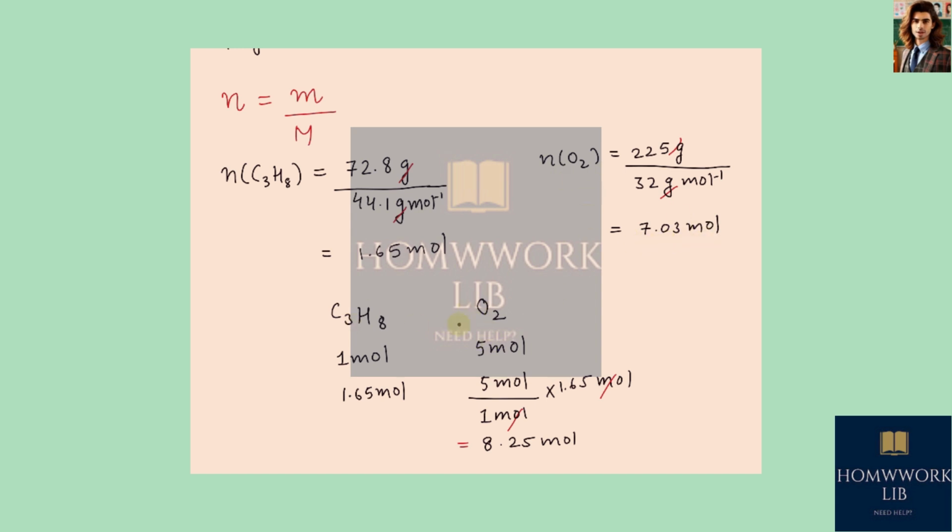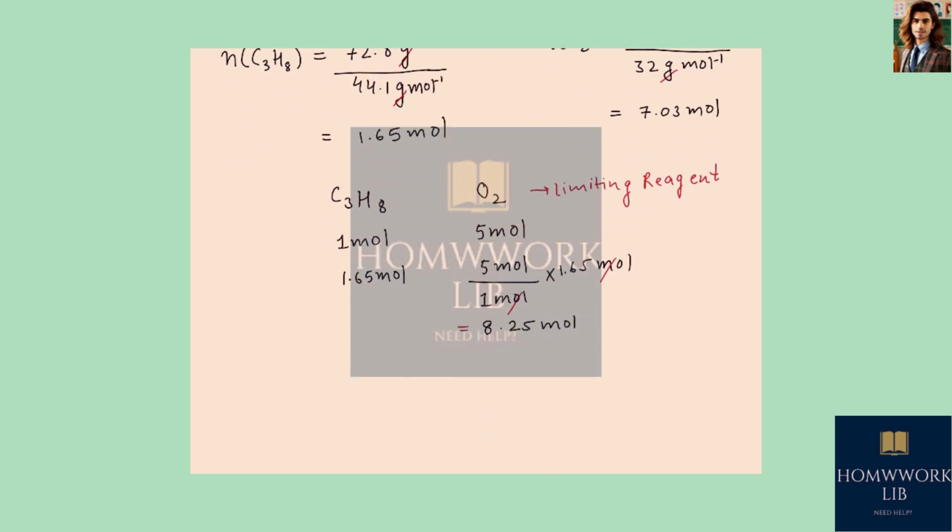It means oxygen is the limiting reagent and the yield of carbon dioxide will depend upon the oxygen. Now here we can write O2 and here we can write CO2. According to stoichiometry of reaction, we can say 5 moles of O2 reacts to produce 3 moles of carbon dioxide.